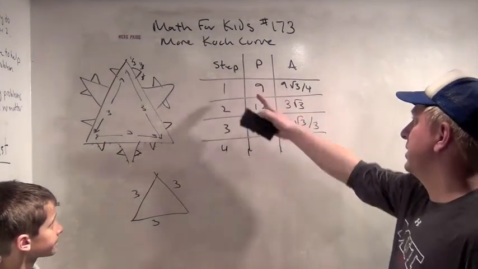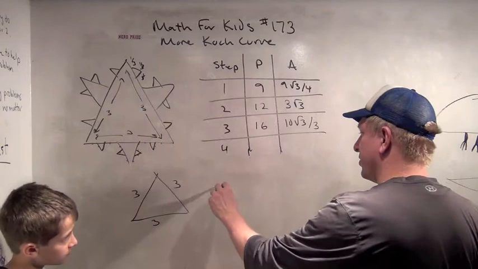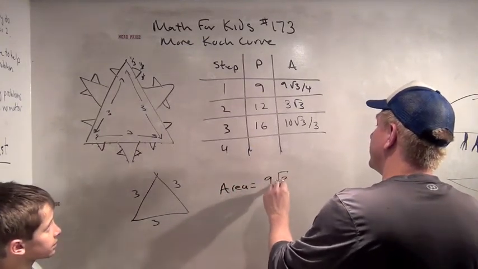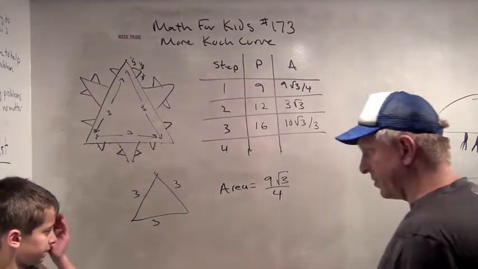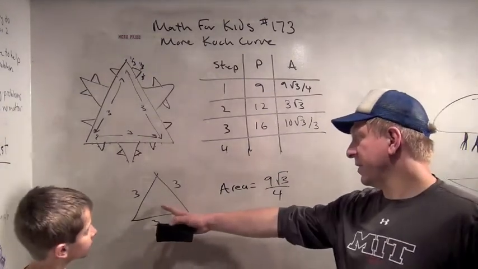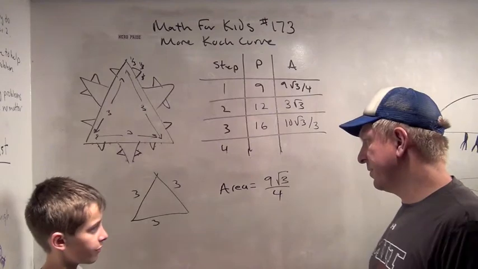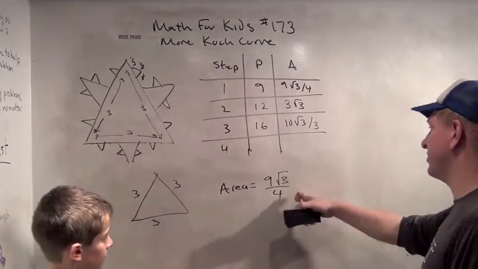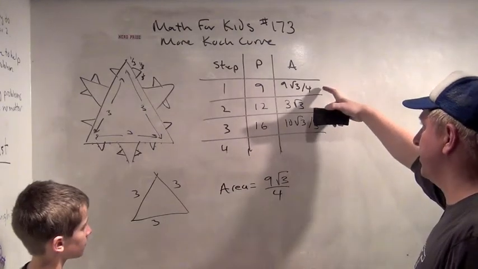Okay, so we get a perimeter of 9, and I just told you that the area was 9 times the square root of 3 over 4. We haven't talked about how to calculate the area of this. What have we talked about how to calculate the area of? Squares. But we'll get to how to calculate the area of equilateral triangles. For now I'm just telling you it's 9 times the square root of 3 over 4.